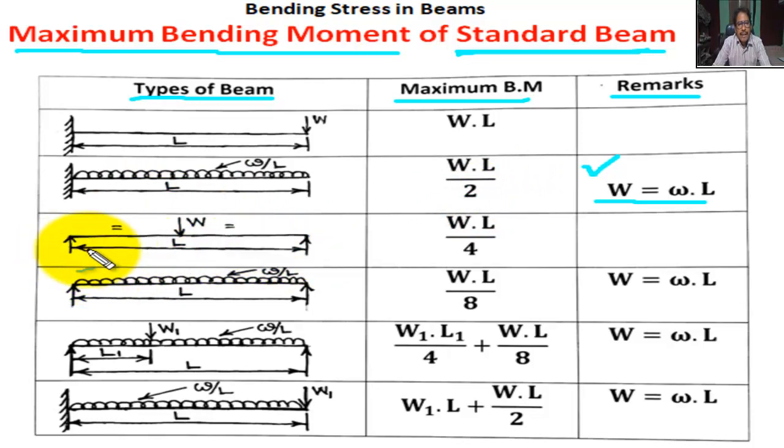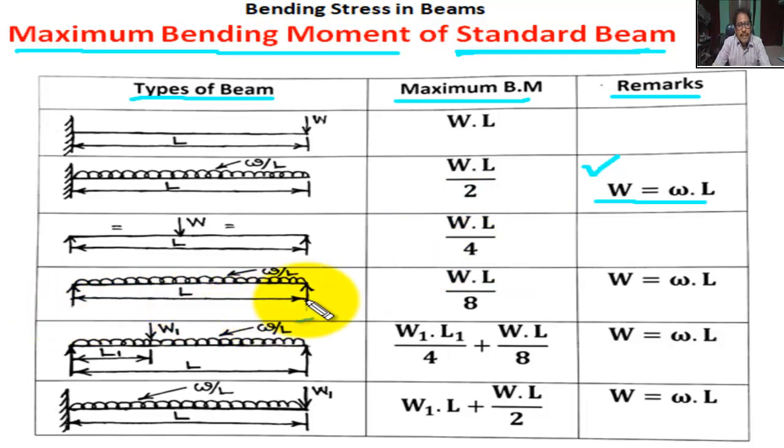This is the simply supported beam, supported at this end and this end. Length is capital L. Weight W, a point load, acts at the center. Here maximum bending moment is W into L by 4.